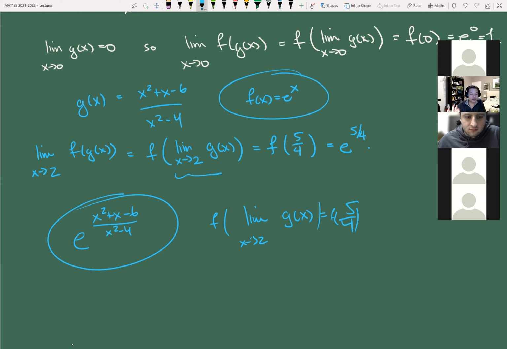So I don't want you to think that you could just do that with any function. That is not true. It only works because f is continuous here. Okay, so if it's a continuous function, yes. Could you explain what it means to put the limit into f of g of x?